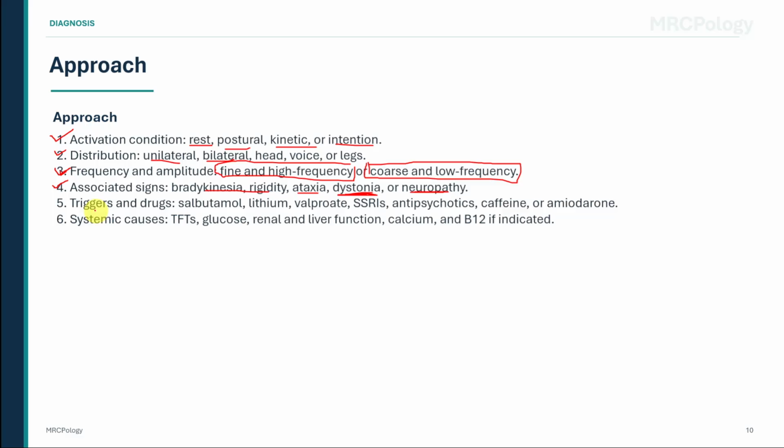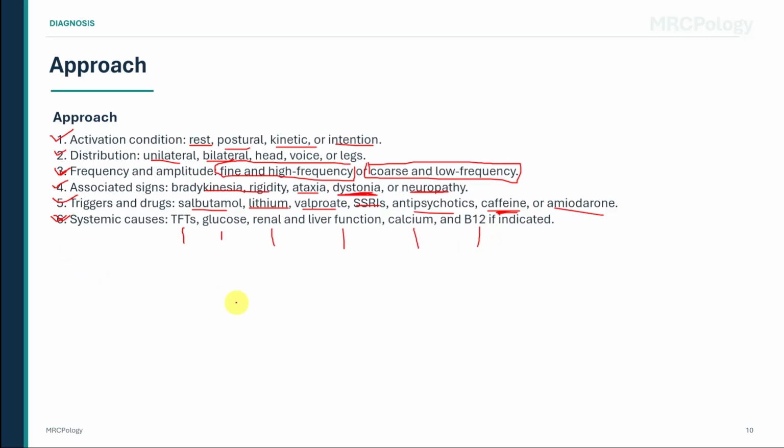Fifth, review triggers and medications. Important examples include salbutamol, lithium, sodium valproate, selective serotonin reuptake inhibitors, antipsychotic drugs, amiodarone, and excessive caffeine. Prescribed medication should not be stopped without appropriate clinical review. Sixth, consider systemic causes. Investigations should be guided by the history and examination. They may include thyroid function tests, blood glucose, renal function, liver function, calcium, and vitamin B12.